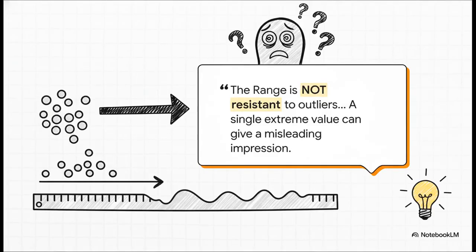And this is the crucial takeaway right here. The range is just easily fooled. It's not what statisticians would call resistant. Because it only listens to the two most extreme voices in the room, it can give you a completely distorted picture. We need a smarter tool, one that actually looks at the entire team.